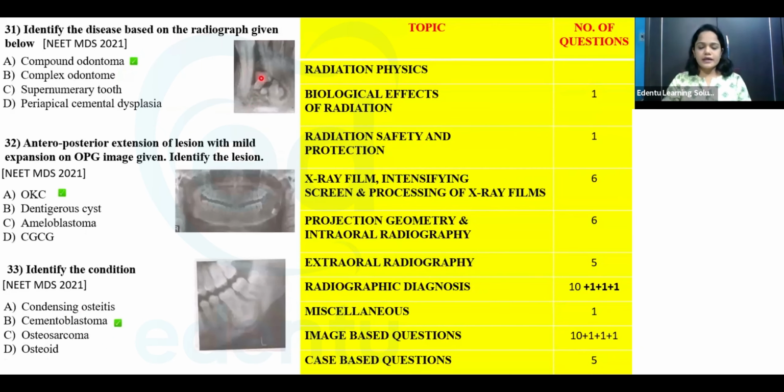Now next, again, a lot of image-based questions are there. You can see that the odontoma is repeating in the 2021 NEET MDS exam also. An OPG of OKC is given and asked to diagnose it. Then, an IOPA of the cementoblastoma is given and asked to identify the lesion. So this all comes under the radiographic diagnosis topics.